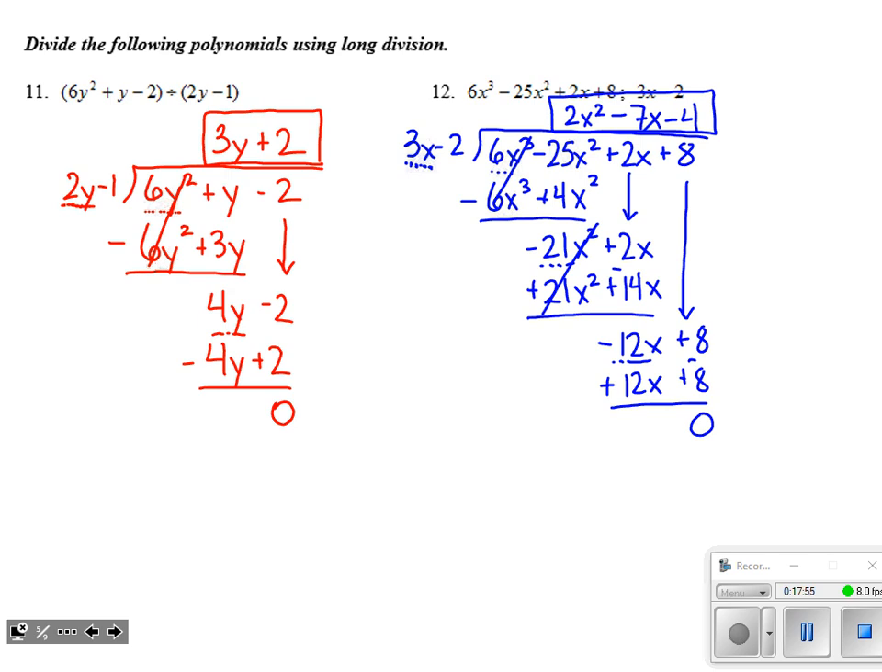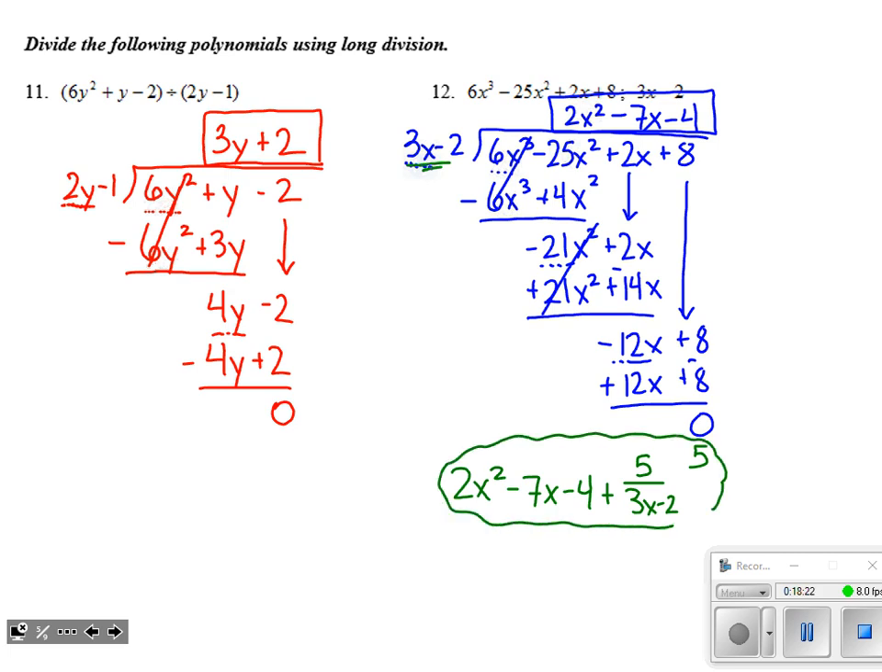If I did have a remainder, and just use your imagination here, let's say I ended up with a 5 here, then my answer would be 2x squared minus 7x minus 4 plus 5 as a fraction over that stuff we were dividing by, 3x minus 2. Again, that's not the answer here, but if we did have a remainder, that's how we would write our answer. So that's just something to consider. That's just an extra thought bubble that we have. Okay, so there we're getting into section 4.3 with this division, long division.